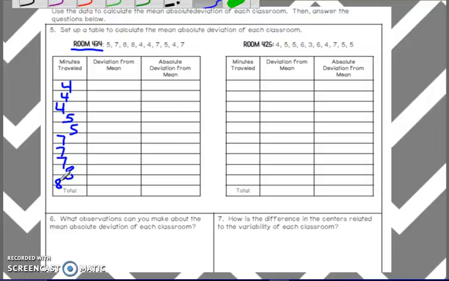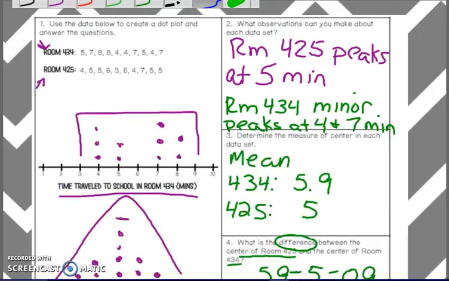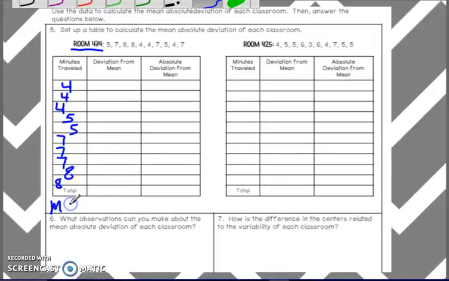So remember, to find the mean absolute deviation, the first thing we have to find is the mean. Well, we did that on this page. The mean for room 434 is 5.9. So I'm just going to write that here, that my mean, or my M, is 5.9. And then remember, what we had to do is subtract our data from our mean. So you need to do 4 minus 5.9, which is negative 1.9. So that's going to be for all your 4s. So these are all going to be negative 1.9.